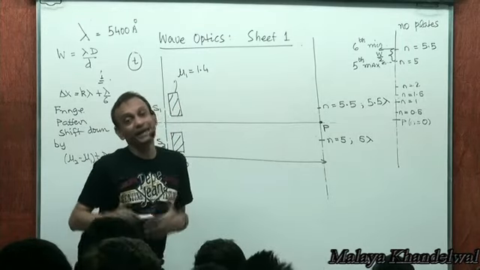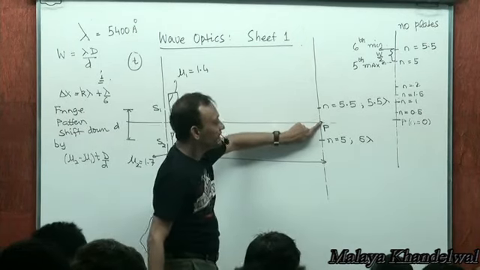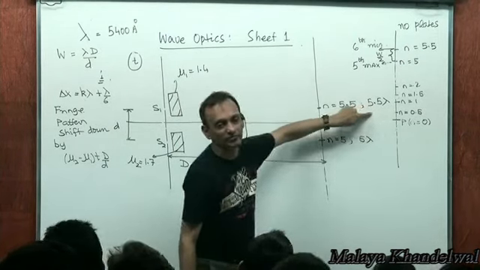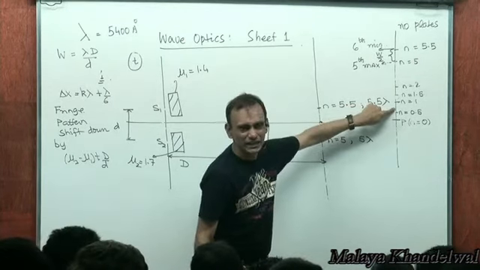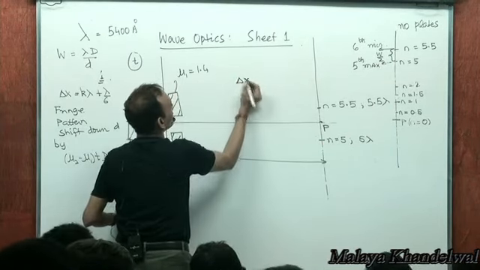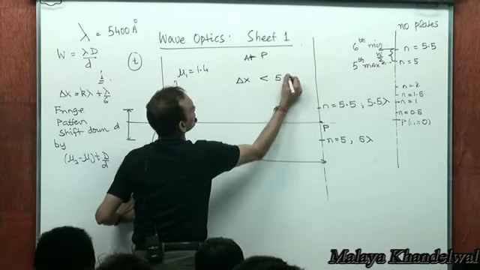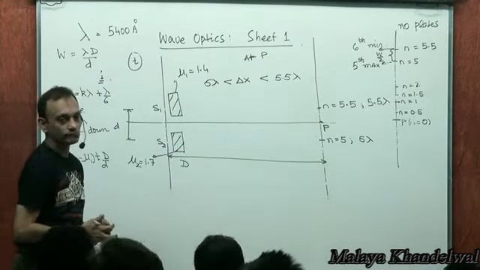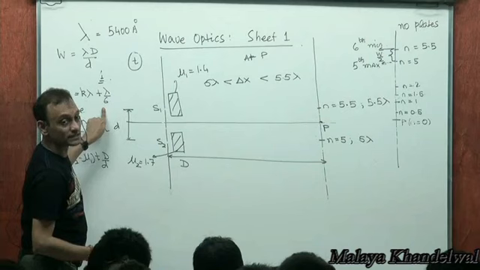Path difference by lambda will give me n, right? So the path difference at P must be somewhere between 5 lambda and 5.5 lambda. Path difference at P must be greater than 5 lambda and less than 5.5 lambda, right? So the path difference must be less than 5.5 lambda, must be greater than 5 lambda. Yeah? That means K lambda plus lambda by 6 is the path difference at P.